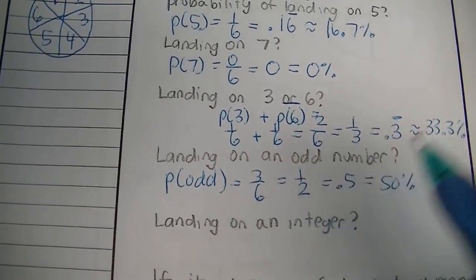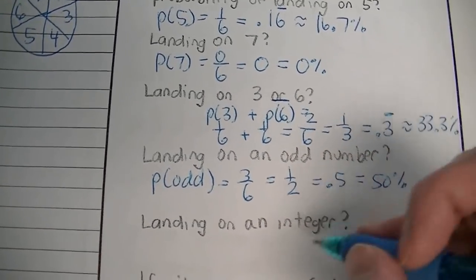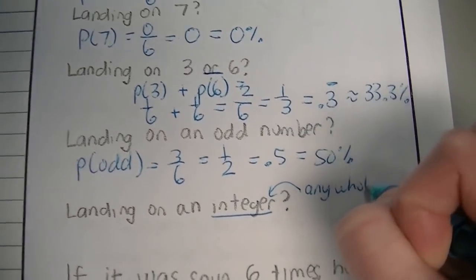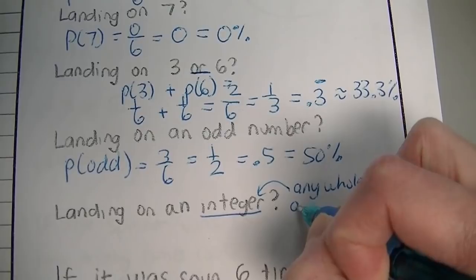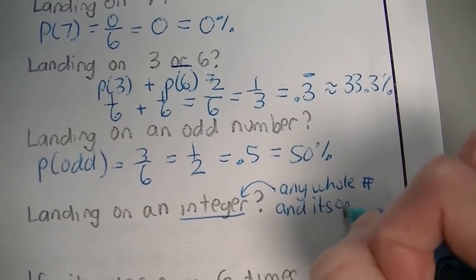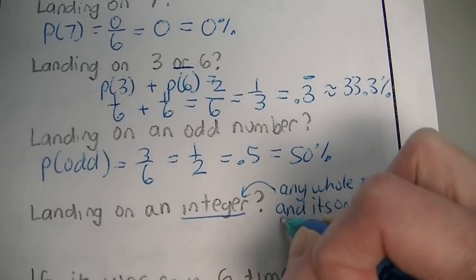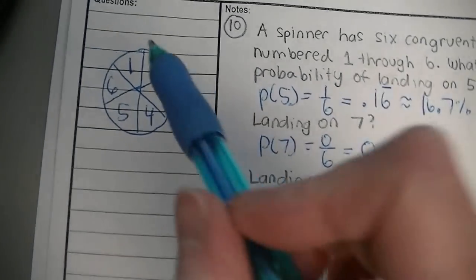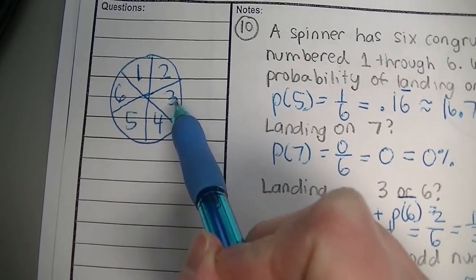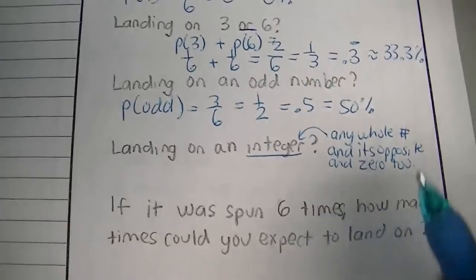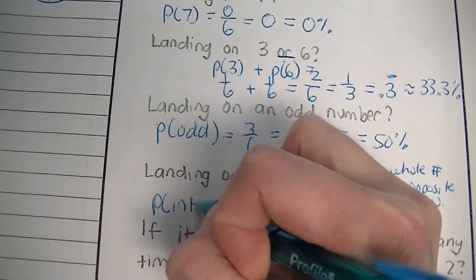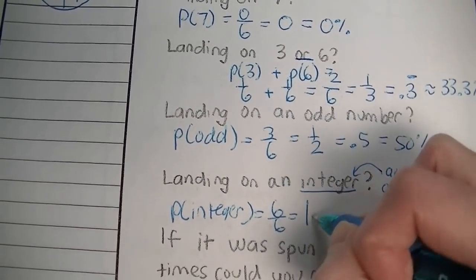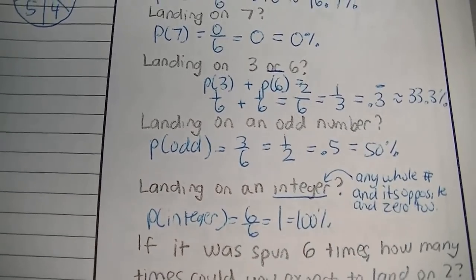Landing on an integer. Well, do you remember what an integer is? An integer is any whole number and its opposite and 0, too. Okay, so how many of these are integers? Yep. Yep. Those are all integers. So the probability of landing on an integer is a certain event. It's 6 out of 6, which is 6 divided by 6 is 1, which gives me 100%. And you know that's a certain event.